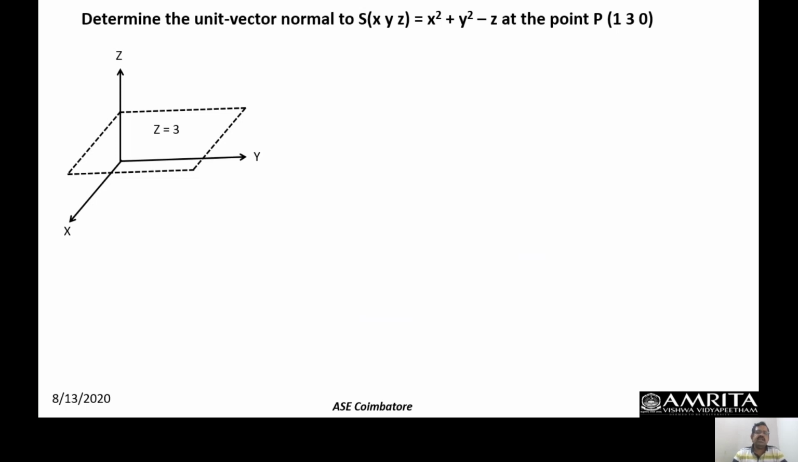Now, based on this, it is evidently clearly seen from the picture itself that the normal to this plane is the z-axis, and the unit vector is obviously going to be az. Mathematically, we will extract it.